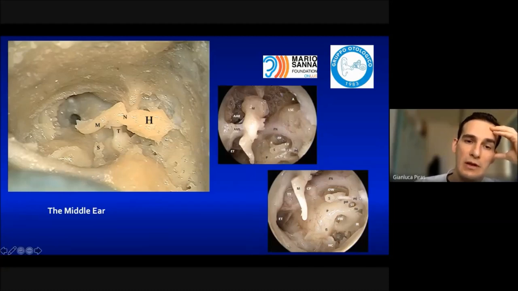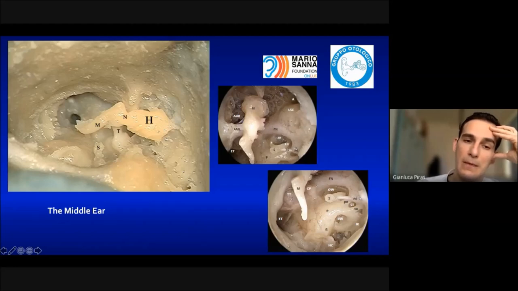Remove the incus, and then you can see the cochleariform process with the muscle of the malleus, which is attached to the neck of the malleus. It's an important landmark as well, together with the pyramidal eminence, for the facial nerve, because that's the portion, the third portion of the facial nerve, which turns in its second genu towards the tympanic portion. You see that both the lateral canal and the pyramidal eminence give you the relationship to the second genu of the facial nerve.